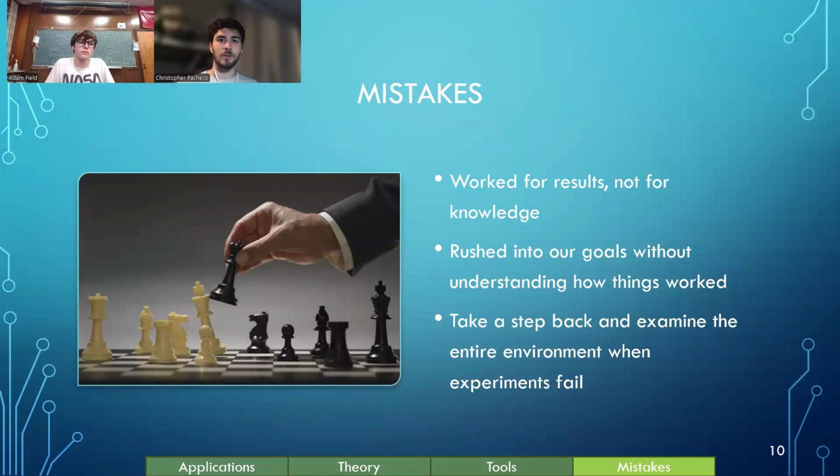Another thing that we made a mistake on is when things weren't going well, we didn't take a step back and examine our entire system as a whole. We often just assumed that this was a problem or that was a problem and tried to fix that little thing, but it didn't actually fix the problem because we never looked at the entire system as a whole and figured out, okay, is the problem with the function generator? Is it the oscilloscope? We didn't ask ourselves these questions and instead we just kept rushing into things.